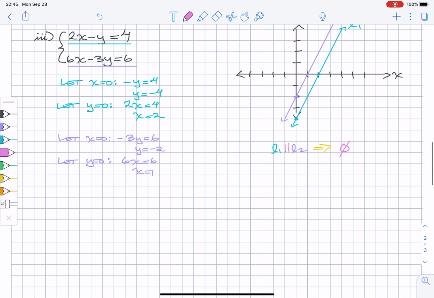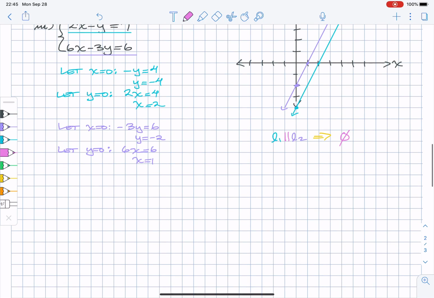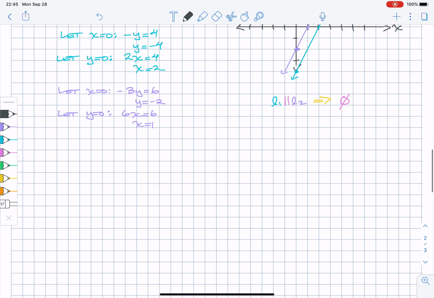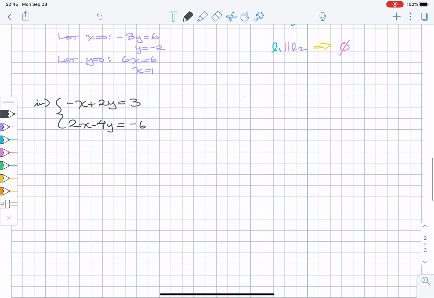No solution. Okay. Let's do one more for good measure, shall we? Number 4. So let's say we have the system negative x plus 2y is equal to 3, or 2x minus 4y is equal to negative 6. Okay, so x and y coordinate axes.